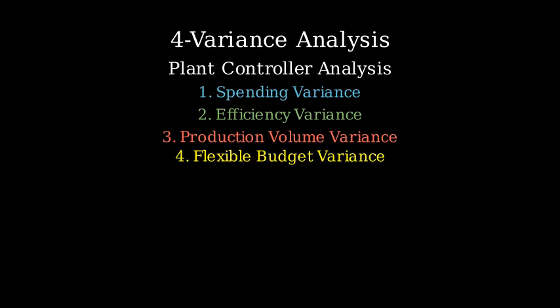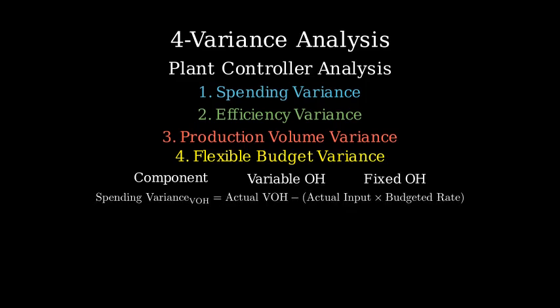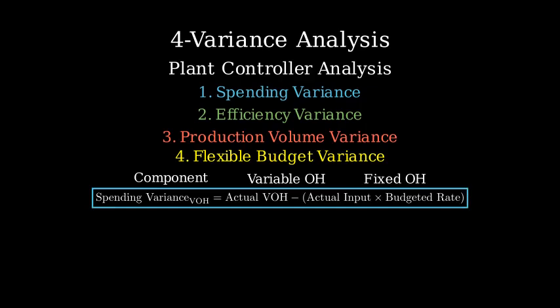Let's look at how these variances apply to both variable and fixed overhead. Here's our analysis framework. For variable overhead, the spending variance is calculated as the difference between actual variable overhead and the actual input quantity times budgeted rate. This can be written as actual variable OH minus actual input times budgeted rate.